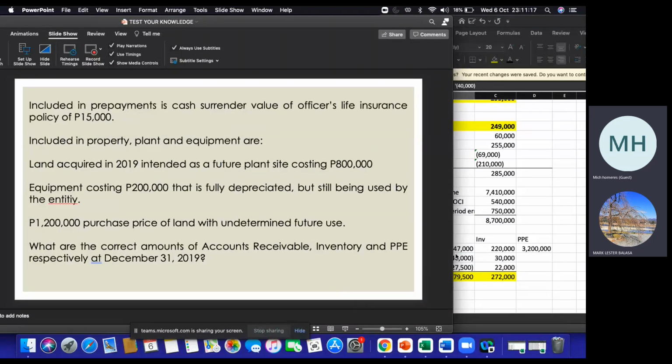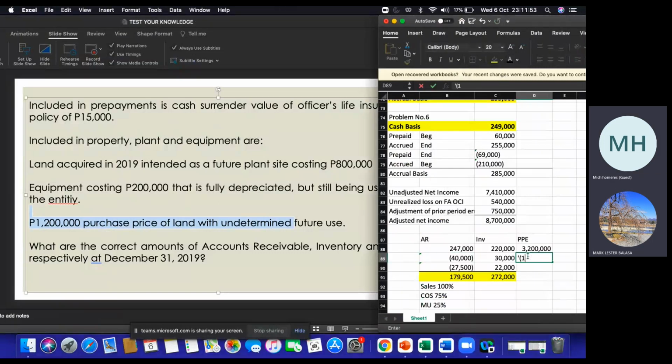Next PPE naman tayo. So ang PPE naman natin dito, class, mapapansin mo, land acquired in 2019 intended as a future plant site costing 800,000. Equipment costing 200,000 that is fully depreciated. Okay. But still being used. O ano naman siya, class? PPE naman yan except for this one. Di ba pag undetermined future use, it is considered as investment property. Kaya ibawas natin yung 1,200,000. Nakuha. Kaya ang total PPE natin ay 1 million.